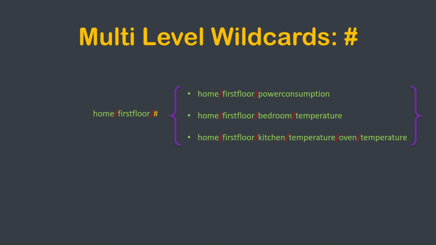For example, subscribing to the above topic with the topic string home/first floor/# allows receiving messages from all the topics shown in the curly brackets. For example, home/first floor/power consumption, home/first floor/bedroom/temperature, etc. So whichever topics have the same starting string, like home/first floor/, all the messages from these topics will be received by the subscriber.